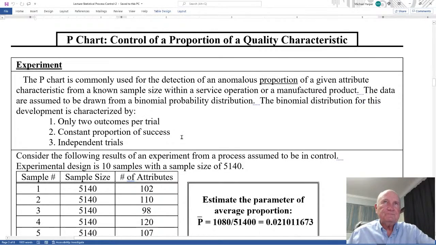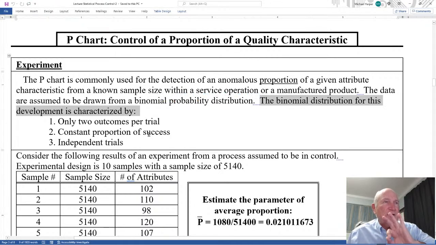P chart. The control of a proportion of a quality characteristic. The P chart is commonly used for the detection of an anomalous proportion of a given attribute characteristic from a known sample size within a service operation or manufactured product. The data are assumed to be drawn from a binomial probability distribution. The binomial distribution for this development is characterized by 3 conditions.